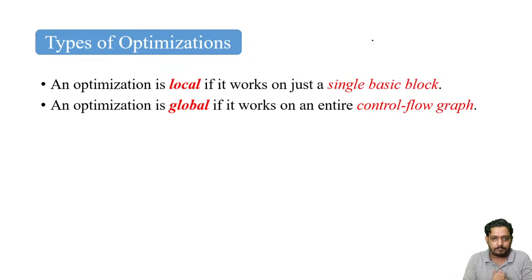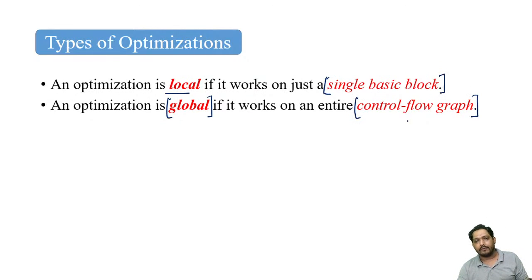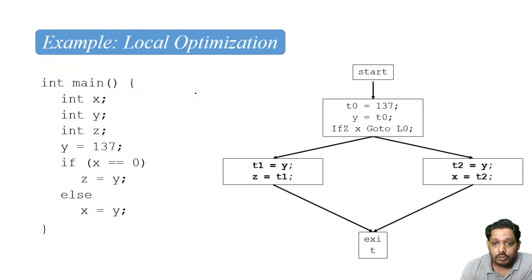Now we are coming to optimization, and there can be two types: a local optimization that works in a single basic block, and a global optimization if we are working on the entire control flow graph. So when we are optimizing a single block, that is a local one, and if you are working on the entire control flow graph, that is your global one.